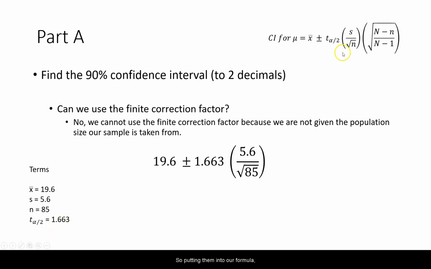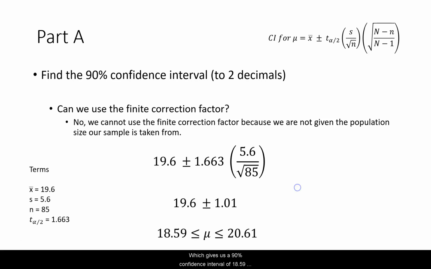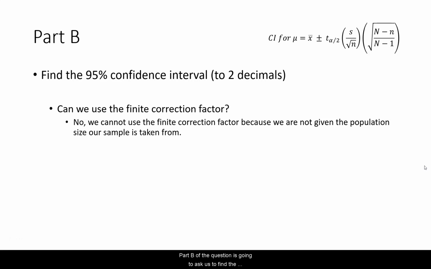So plugging them into our formula, or at least the part that we can use, we have 19.6 plus or minus 1.663 times 5.6 divided by the square root of 85, which gives us 19.6 plus or minus 1.01, which gives us a 90% confidence interval of 18.59, which is less than or equal to mu, which is less than or equal to 20.61.